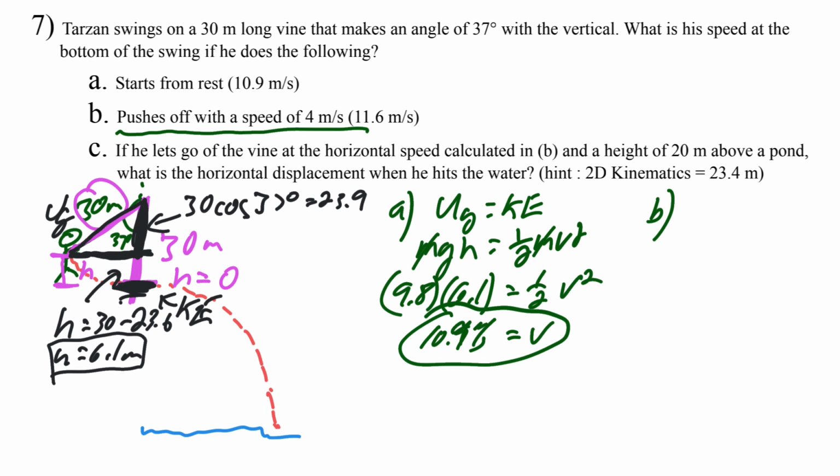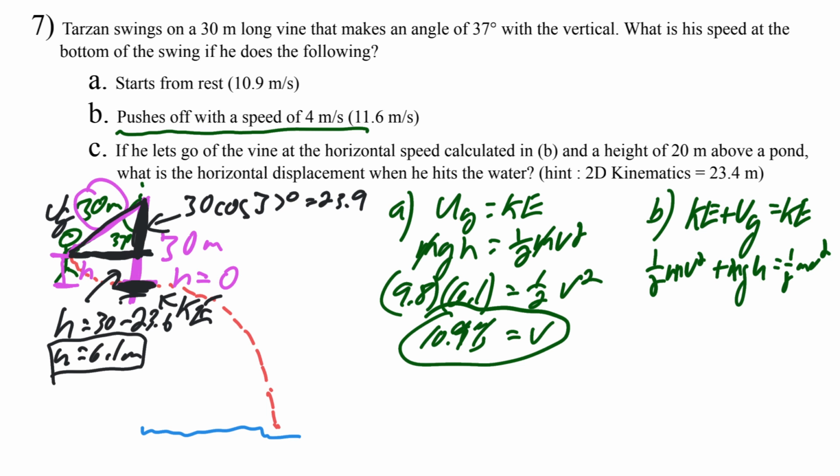Letter B asks, what if he's not starting from rest? What if he's starting with a velocity? In other words, the initial energy is not only UG, but it's KE plus UG. So in that case, we're just going to include that kinetic energy component. There's a little bit more starting energy, so we'll go 1/2 times 4 squared. Again, we'll cancel the masses there. 9.8, 6.1 equals 1/2 v squared.